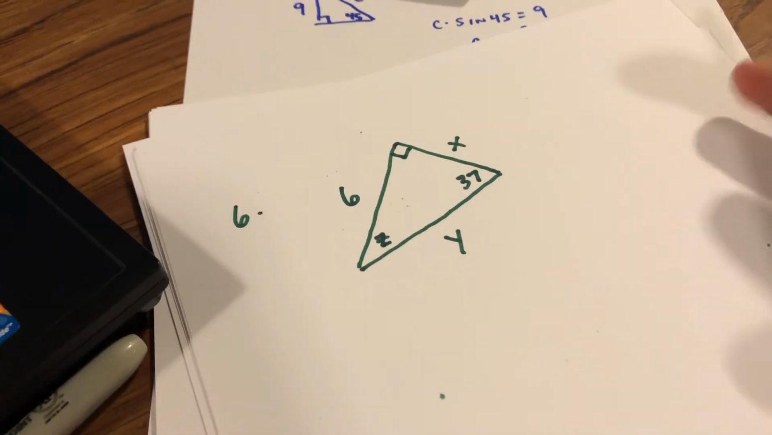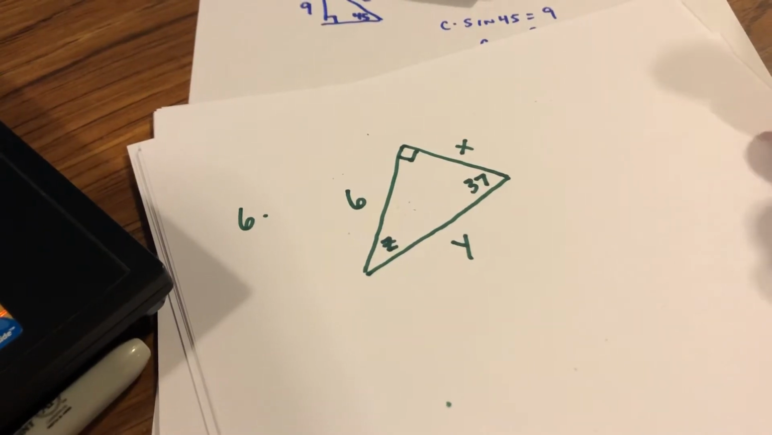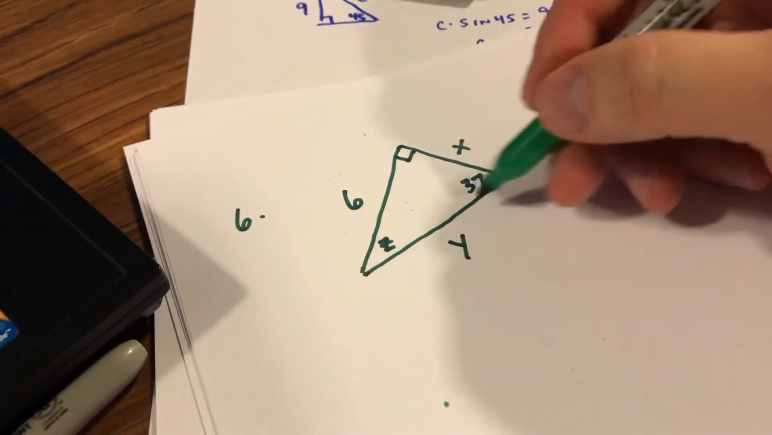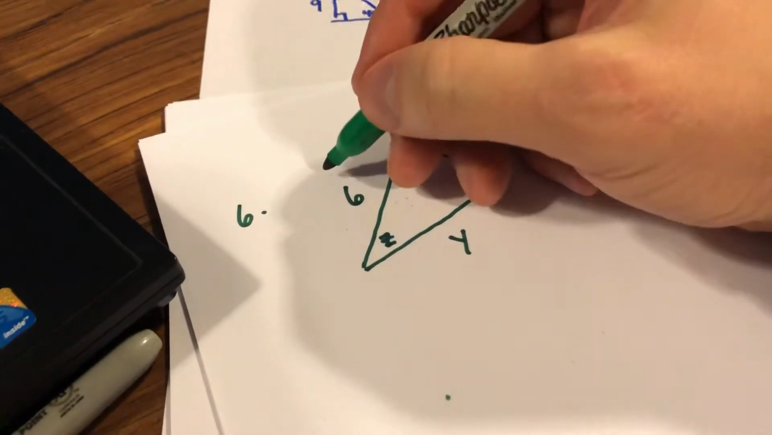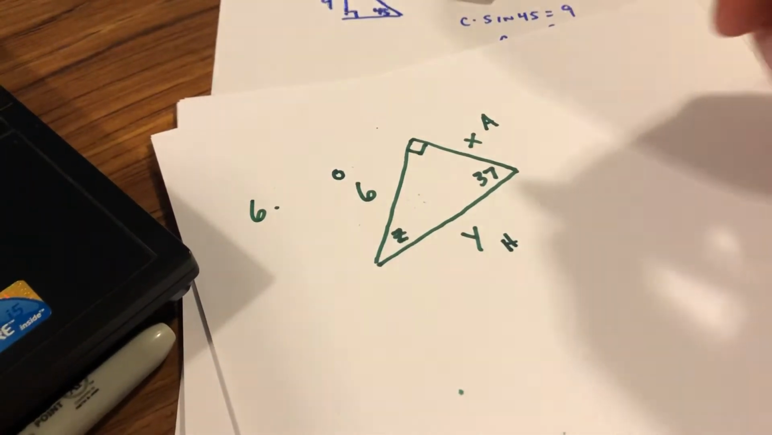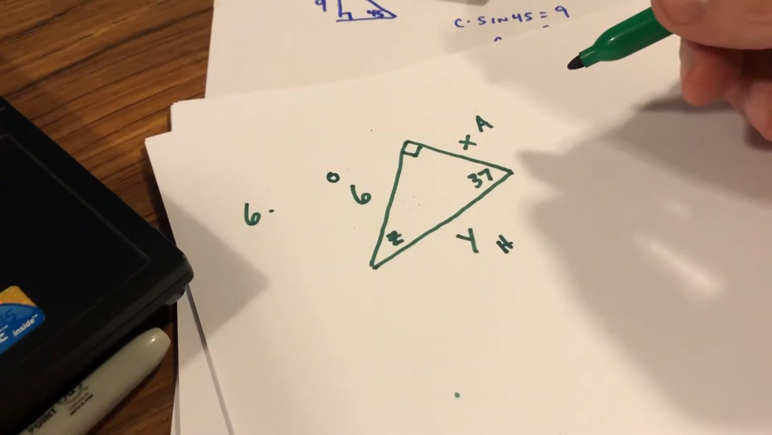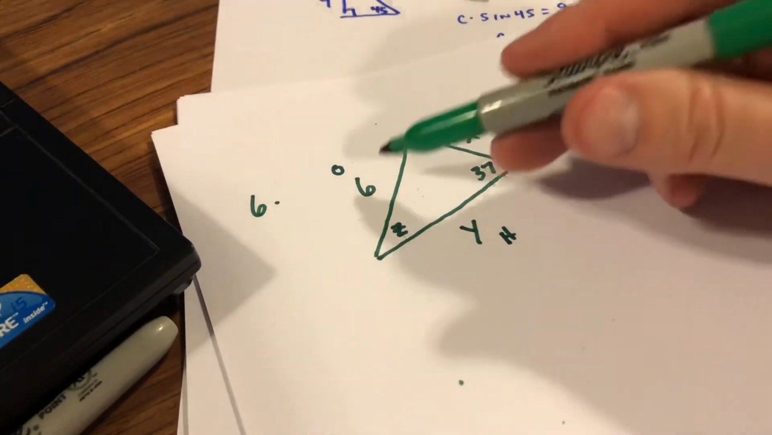Okay, on number 6, we're actually finding 3 parts. We're finding a missing angle and we're finding 2 side lengths. So let's use the 37-degree angle. That's going to tell me that this is the adjacent side, this is the opposite side, and this is the hypotenuse. So with that being said, I'm going to use the 37, the x, and the 6.